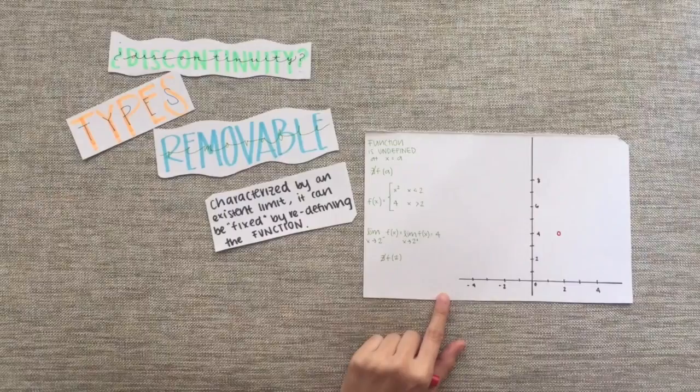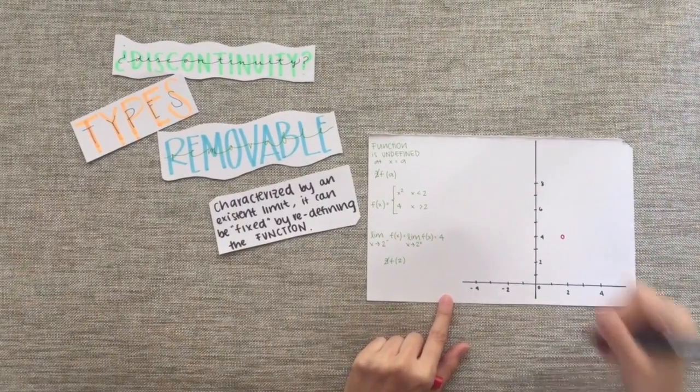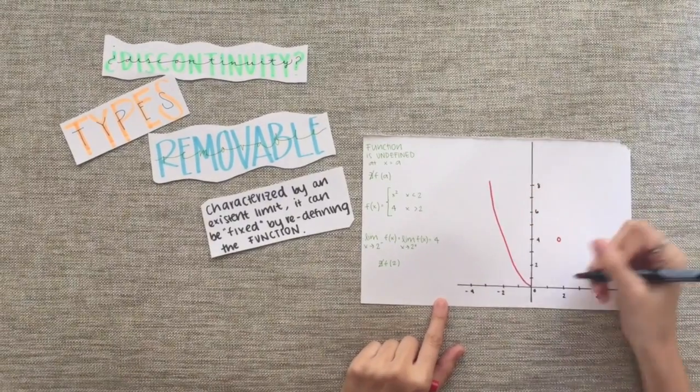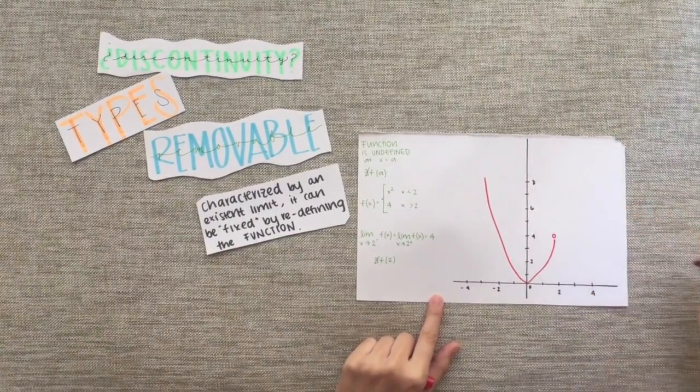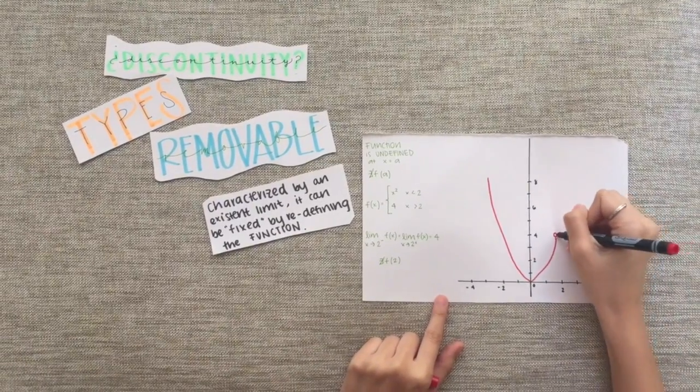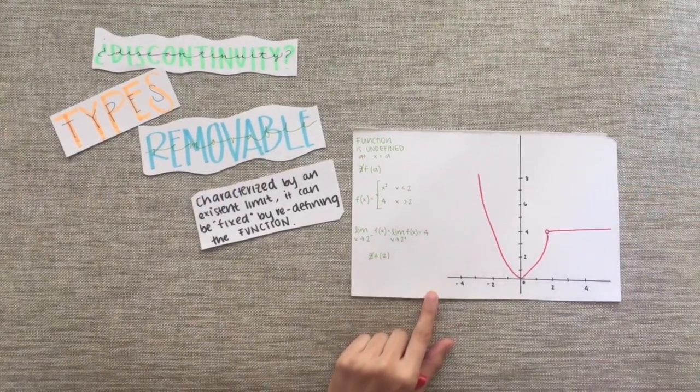In this case of the removable example, we have a piecewise function which is a parabola if x is less than 2 and a constant 4 if x is greater than 2. It can be redefined to be continuous.